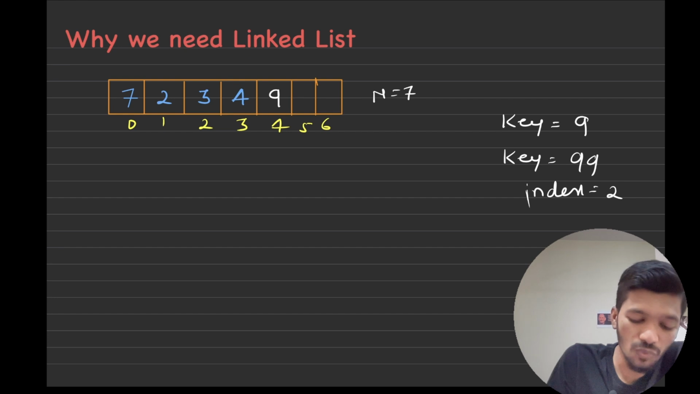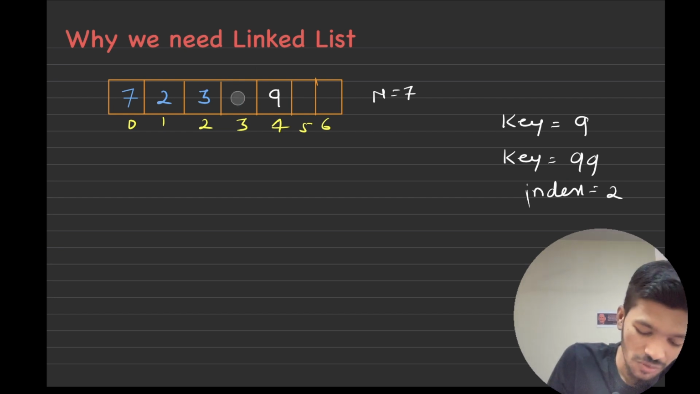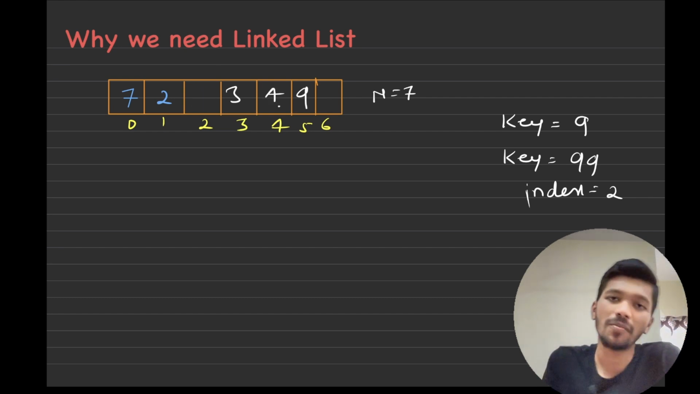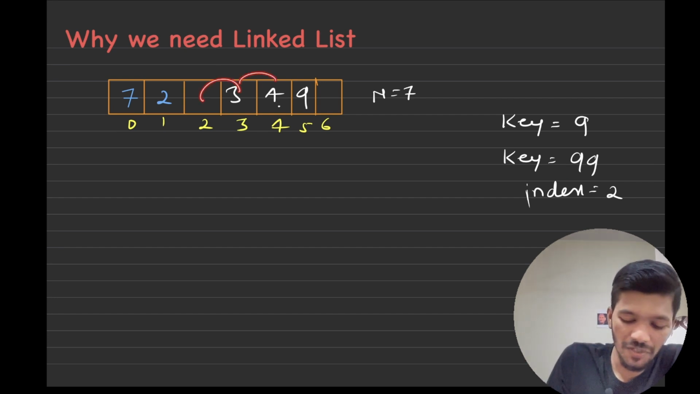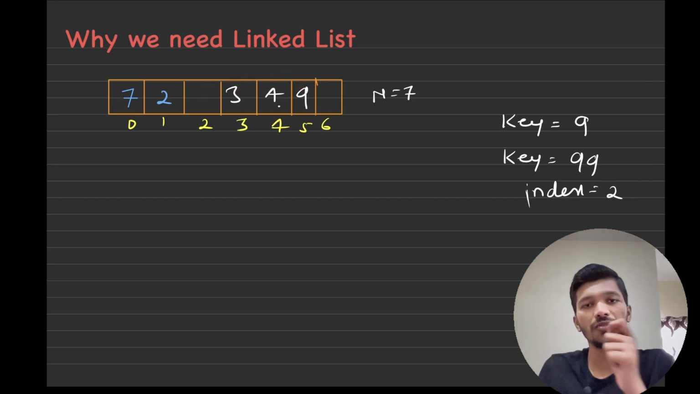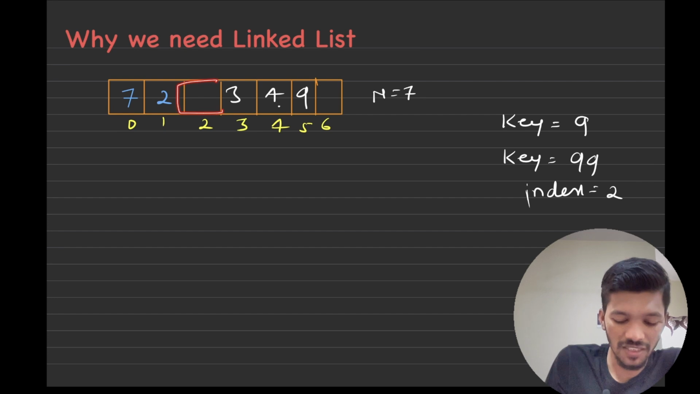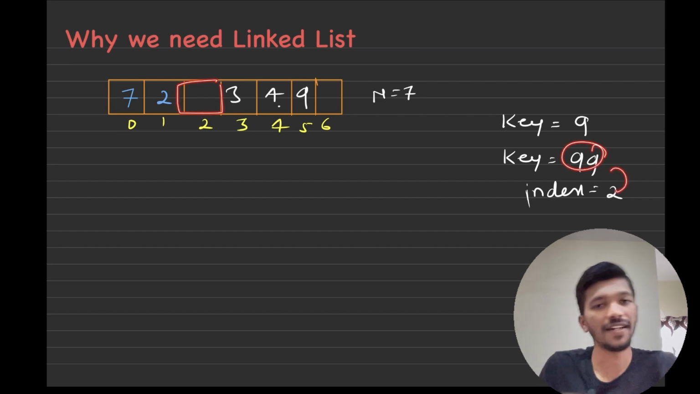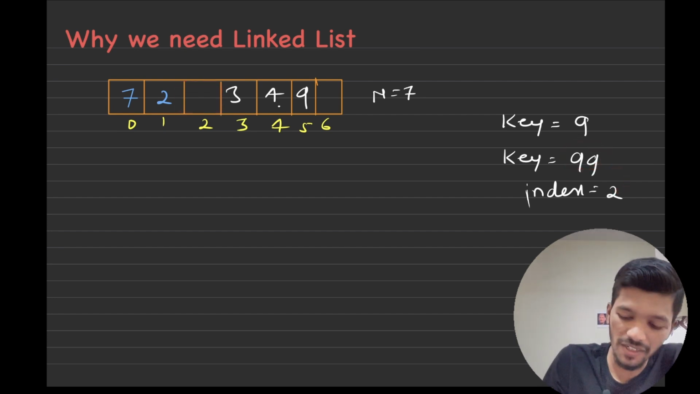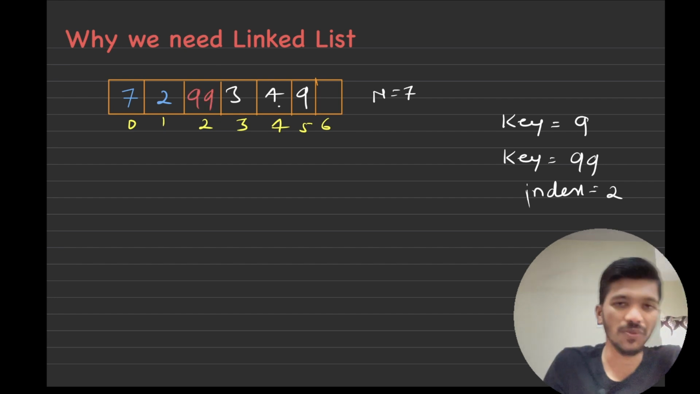So if I move them, how will my array look? Here it will be 3, here it will be 4, and here it will be 9. Now my 3 has shifted to the right side by one position, right? All the elements are shifted to the right side by one position. Now if you see carefully, there is a space available to insert 99 at index 2. So I will simply go and insert 99 at index 2, right?